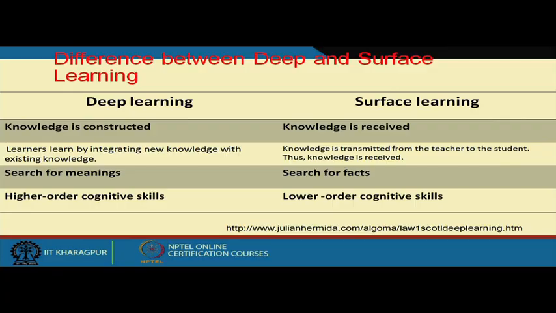In the deep learning, knowledge is constructed. The learners, they are constructing the knowledge, but in the surface learning, knowledge is received. So, learners learn by integrating new knowledge with the existing knowledge, right, in the deep approach. But here the surface learning, knowledge is transmitted, right, from the teacher to the student. So, knowledge, they are just only receiving it. So, this is the difference from the knowledge point of view for the deep learner and the surface learner.